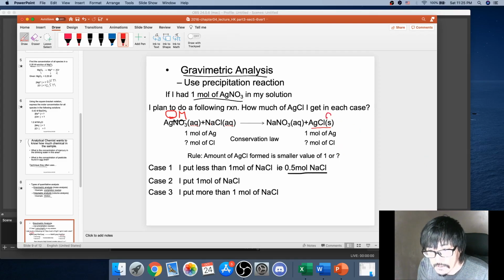Because we actually observe 0.8 mole of the AgCl precipitate, and because it's 1 to 1 to 1 to 1, this has to be 0.8 mole at the start, because I put in an excess amount of the NaCl. So that's pretty much how you figure out how much of the stuff is in the solutions. That's called gravimetric analysis, because I use the precipitation reactions.